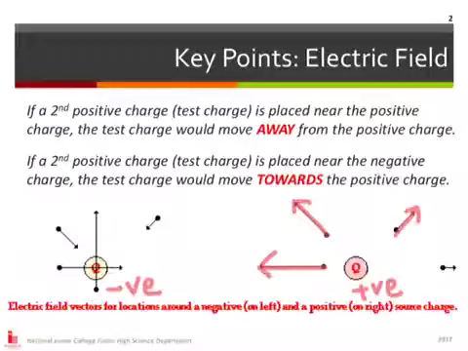If a positive test charge is placed near the positive charge, the test charge will move away from the positive charge. As such, the electric field lines are directed away from positive charge sources. If a positive test charge is placed near the negative charge, the test charge will move towards the negative charge. As such, the electric field lines are directed towards the negatively charged sources.